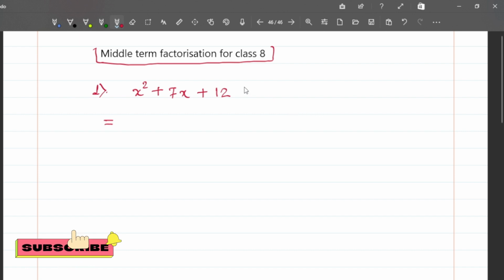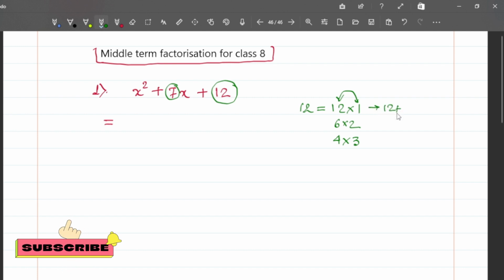Now, to solve this one, first we need to resolve this number, that is 12, into factors. So we can write 12 into 1, or you can write 6 into 2, and you can write 4 into 3. Now we have to try to add these two terms to get this 7, either addition or subtraction.